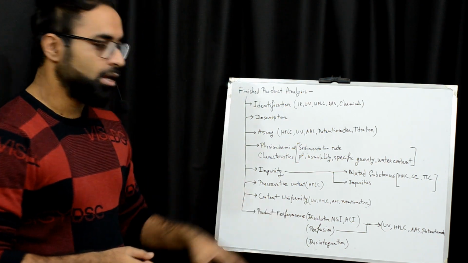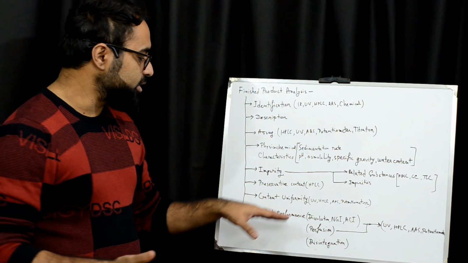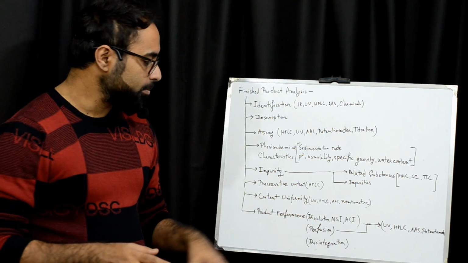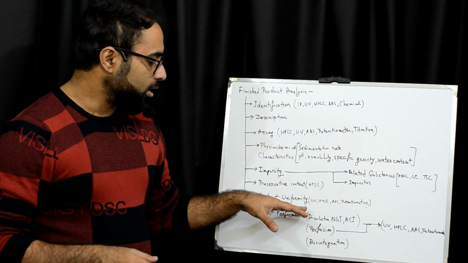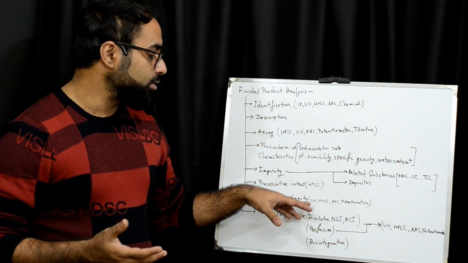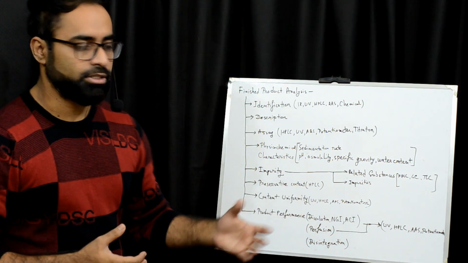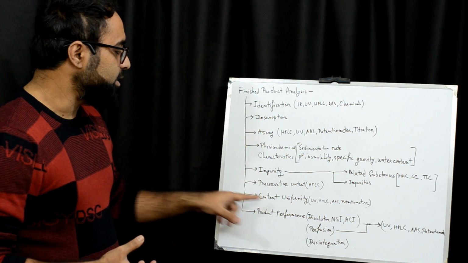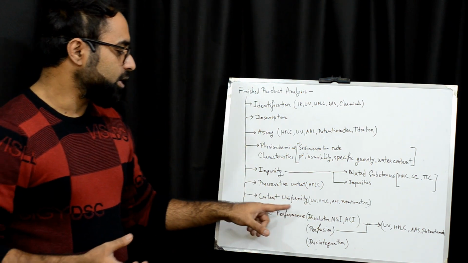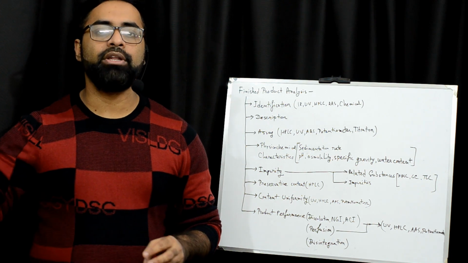We express it in a specific statistical tool. I'll discuss it later in some other videos. To test content uniformity, we use UV, HPLC, potentiometer, sometimes assay, all these sorts of tools. These are actually the same as assay. The tools are the same as assay, but in case of content uniformity, we test individual units.